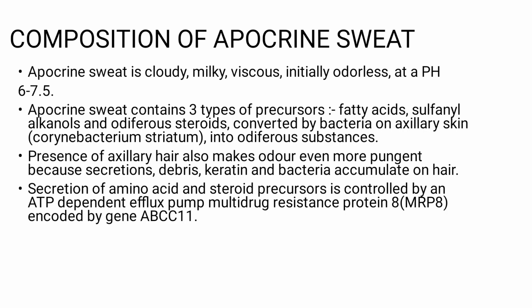Apocrine sweat is cloudy, milky, viscous, and initially odorless, at a pH of 6 to 7.5. Apocrine sweat contains three types of precursors, mostly fatty acids, sulfanyl alkanols and odoriferous steroids. These are converted by the bacteria on the axillary skin, mostly Corynebacterium striatum, into odoriferous substances. The presence of axillary hair also makes the odor even more pungent because of secretions, debris, keratin and bacteria accumulating on the hair. The secretion of amino acid and steroid precursors is controlled by an ATP-dependent efflux pump, multidrug resistance protein MRP8, encoded by the gene ABCC11.